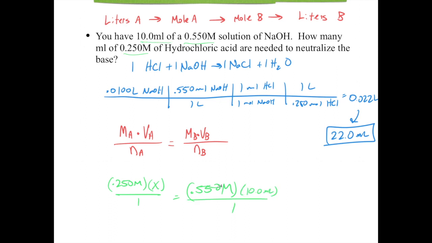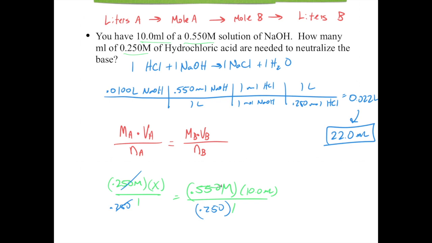And once again, the N value is 1 for the base, so I put 1 in the bottom. Now, the only thing that I'm missing is VA. So if I take MB times VB over MA, isolating VA, I get an answer of 22 milliliters, just like I got using the stoichiometry method.